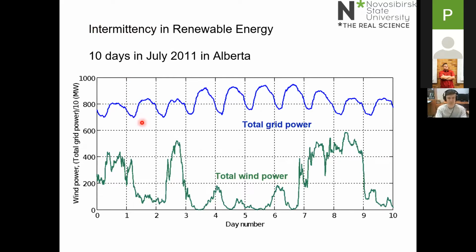What you see in this graph here is data that I got for 10 days in 2011 in Alberta. There's nothing specifically interesting about those 10 days. The only reason I chose those 10 days is that the data was available. And what you see in blue at the top of the graph here is the total grid power that was provided in Alberta over those 10 days, something like 8,000 megawatts.